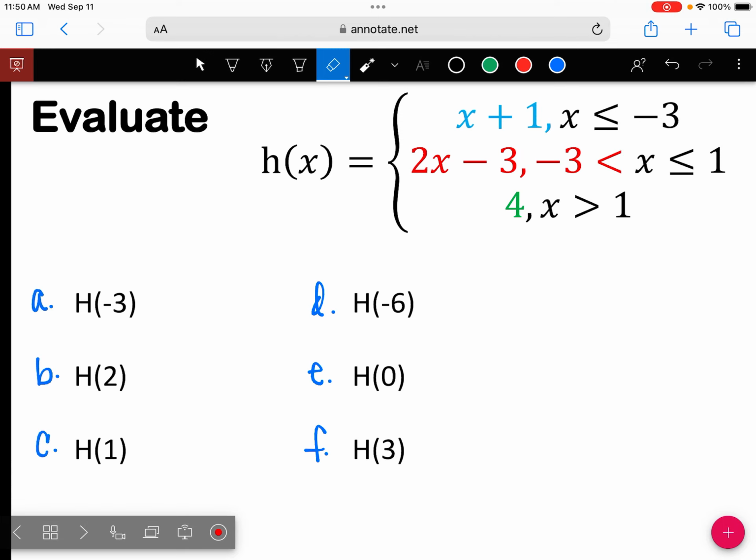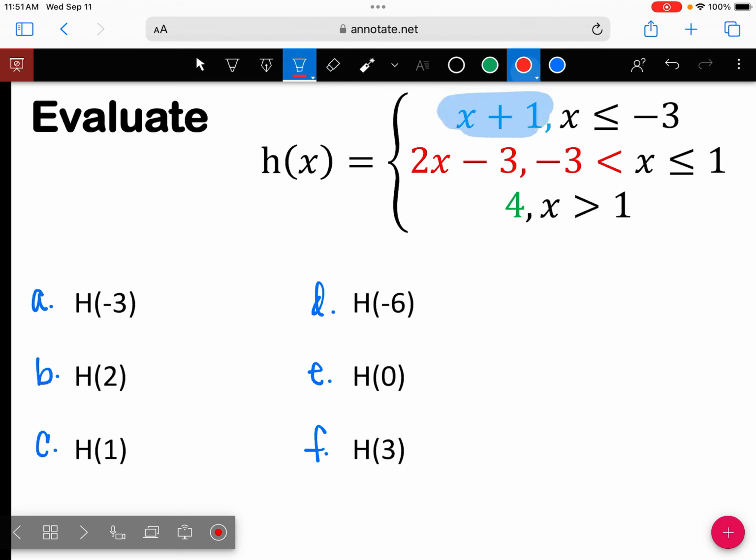We have to first figure out, we have three equations. And this first equation we use only if the x value is less than or equal to -3. If our number, which is inside of our parentheses, is greater than -3 but less than or equal to +1, then we use this equation. But if x is greater than 1, the answer is just 4. So the main thing we have to do is figure out what equation we're going to use.